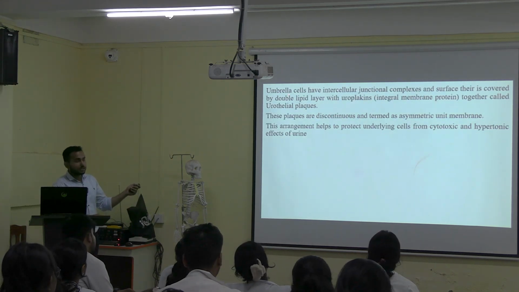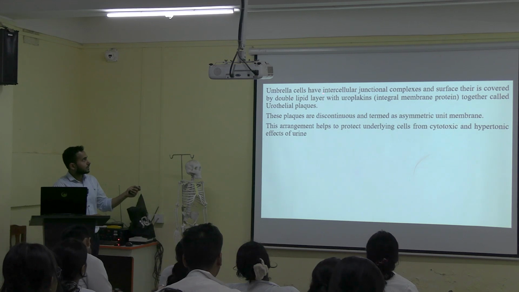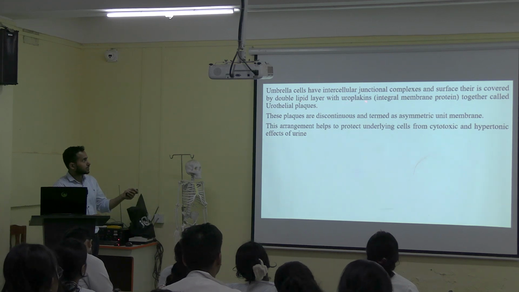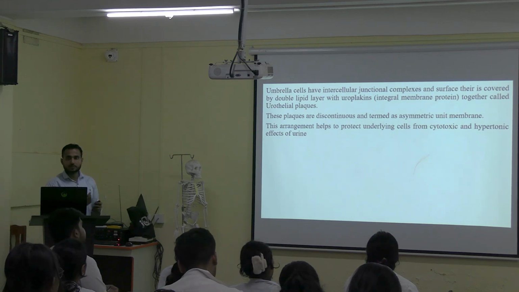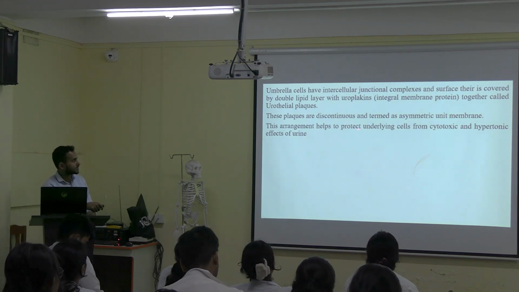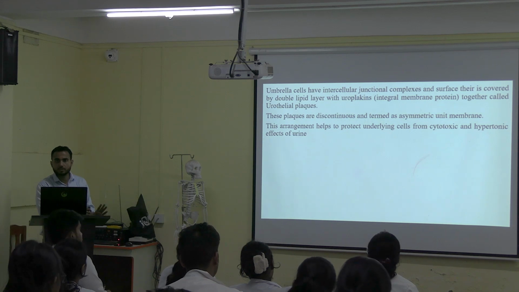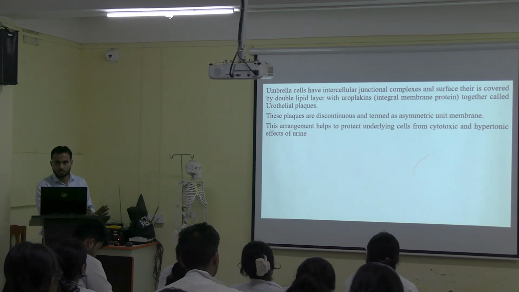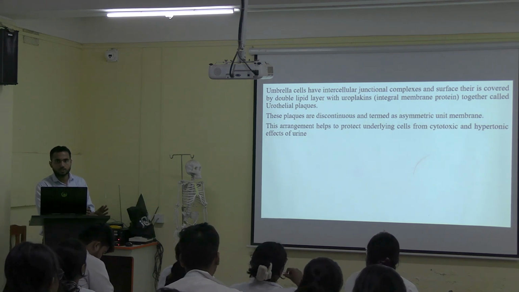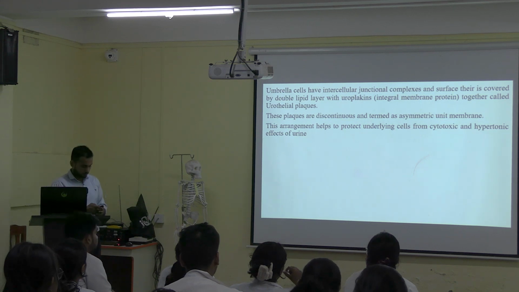Now these umbrella type cells have intercellular junctional complexes, and are covered by a double layer of lipid called uroplakins. Together they are called urothelial plaques, and due to the presence of this, it protects the underlying cells from the cytotoxic and hypertonic effects of the urine. So this is very important. Please mention it whenever you are writing notes on the histology of the urinary bladder.